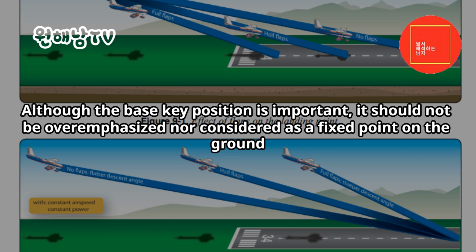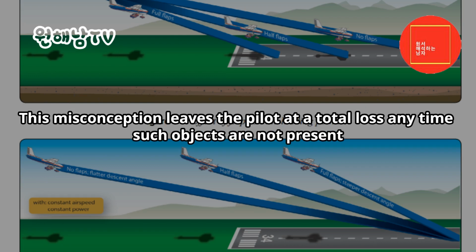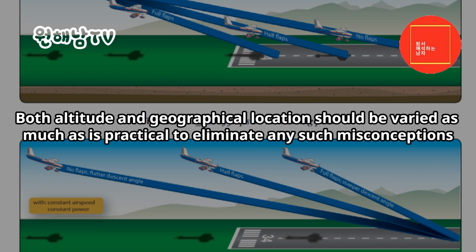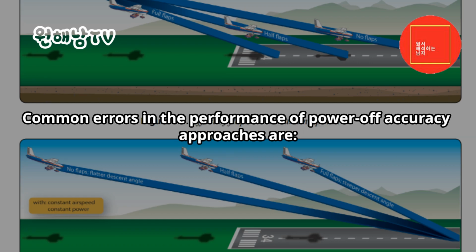Although the base key position is important, it should not be overemphasized nor considered as a fixed point on the ground. Many inexperienced pilots may gain a conception of it as a particular landmark, such as a tree, crossroad, or other visual reference, to be reached at a certain altitude. This misconception leaves the pilot at a total loss any time such objects are not present. Both altitude and geographical location should be varied as much as is practical to eliminate any such misconceptions. After reaching the base key position, the approach and landing are the same as in the 90 degrees power off approach.